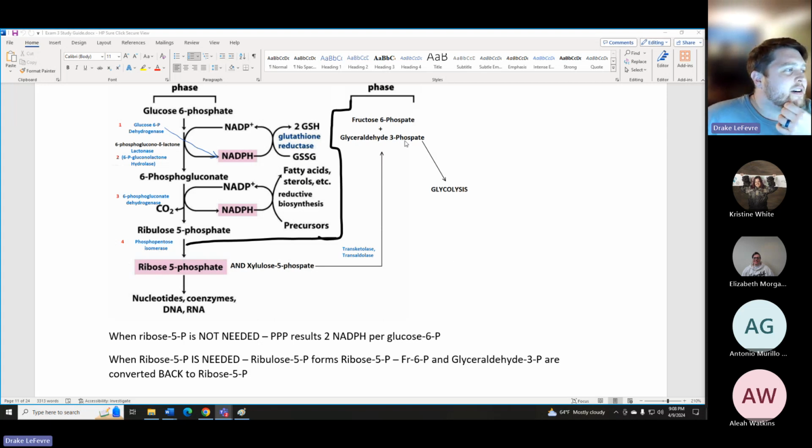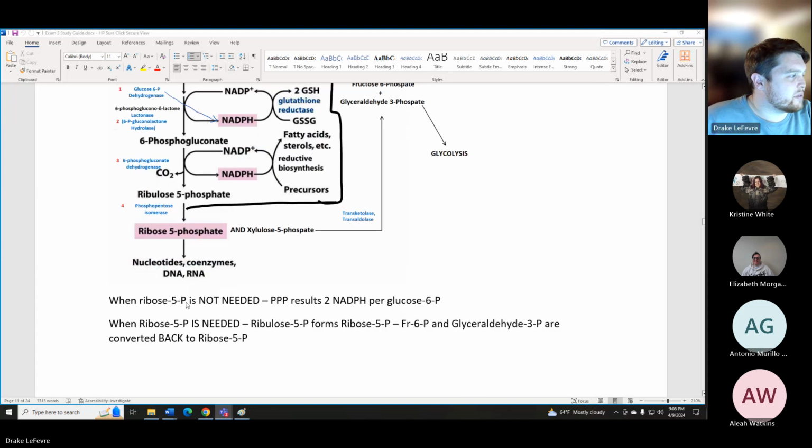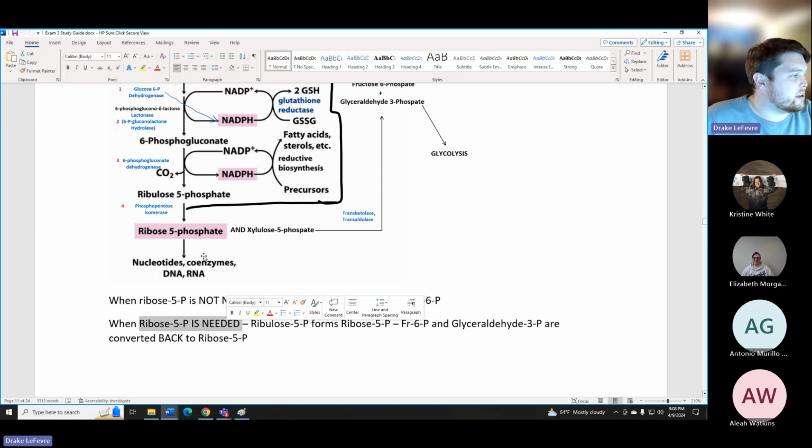Anyways, these can get converted back into fructose and glyceraldehyde and get put back into glycolysis if we need them. That's when we don't need the ribose. When we do need it, then it continues down.